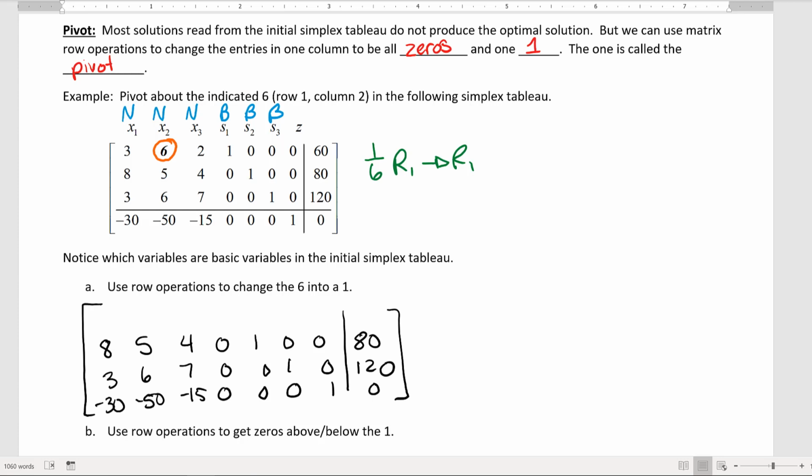And now I'm going to go back and actually multiply the whole first row by 1/6. 3 times 1/6 is 3/6, which can reduce to a half. 6 times 1/6, or basically 6 divided by 6, is 1. 2 divided by 6, that's 2/6, or a third. 1 divided by 6 is 1/6. 0 divided by 6 is 0, 0 divided by 6 is 0, 0 divided by 6 is 0. 60 divided by 6 is 10. So I have now successfully got the 1 where the 6 was. So that is your very first step in trying to pivot about the 6.